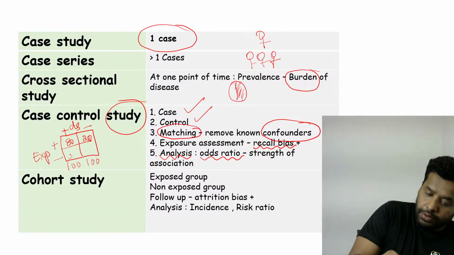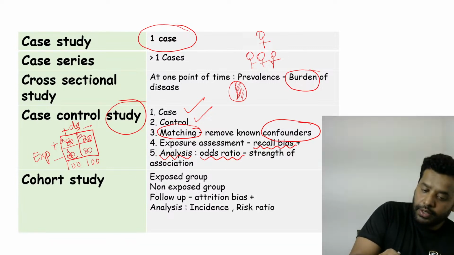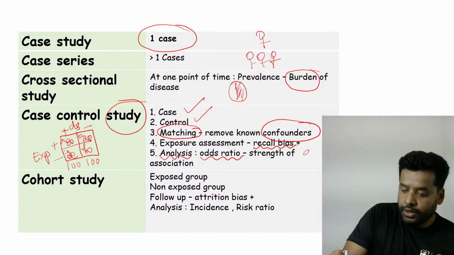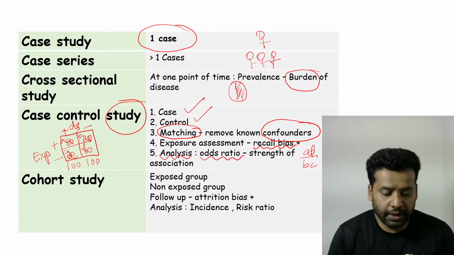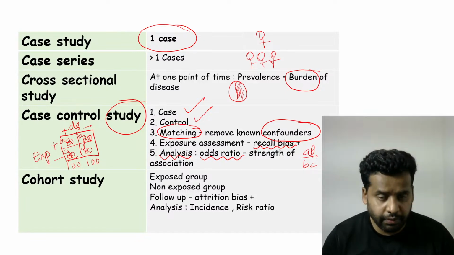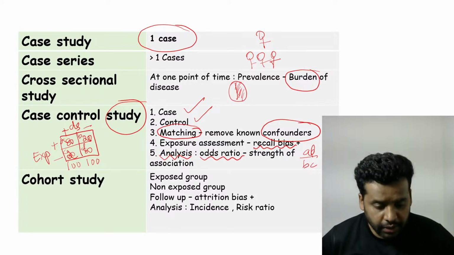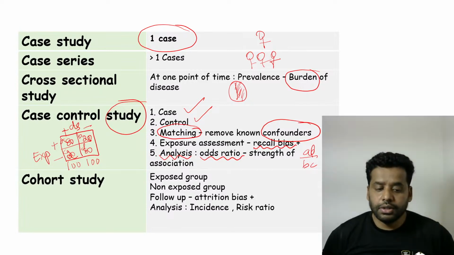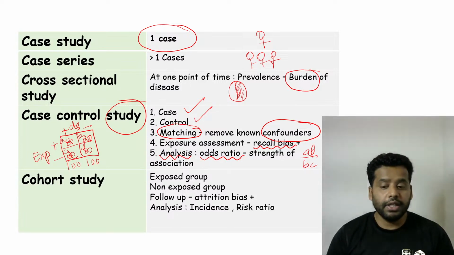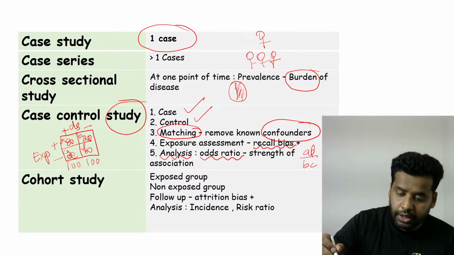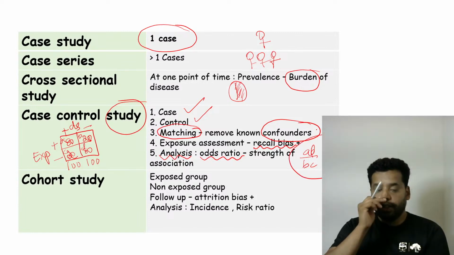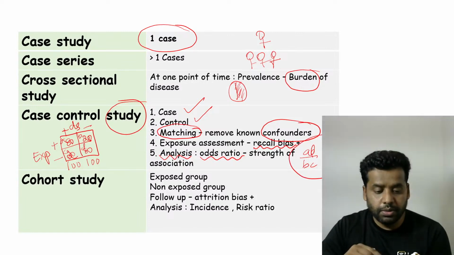Then fill the other values. So A, B, C, D. Odds ratio is AD by BC. We get 16. Cross product ratio. Now we have discussed everything in the class. This is just a rapid revision session for all the FMG going students, aspirants. So A, B, C, D, when you make it, it is AD by BC. Cross product ratio. 16 is more than one, positive association.